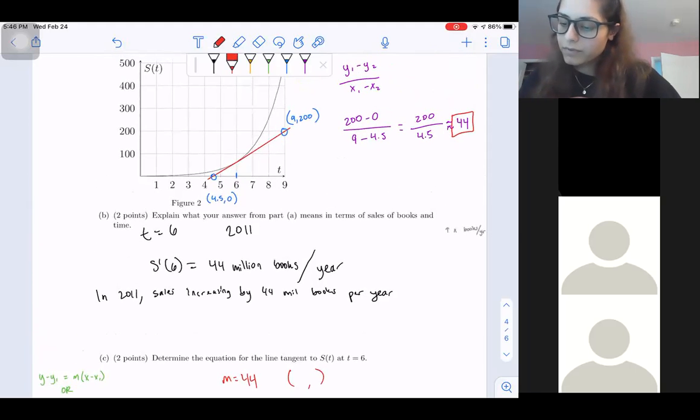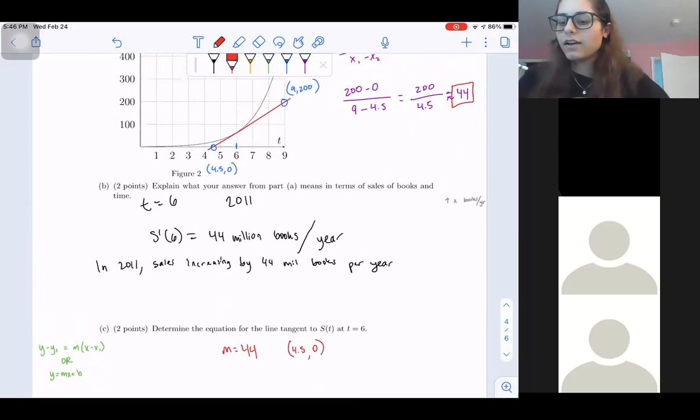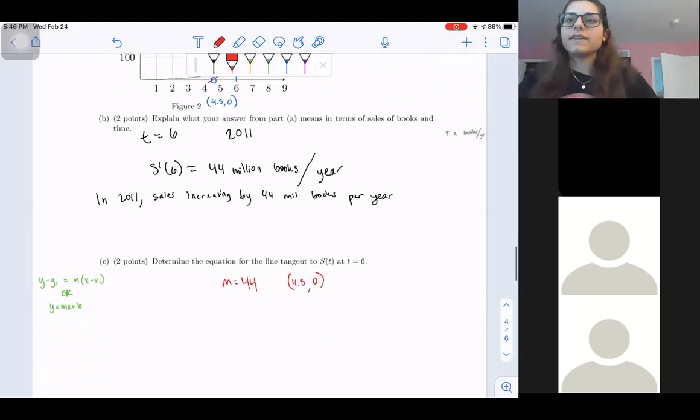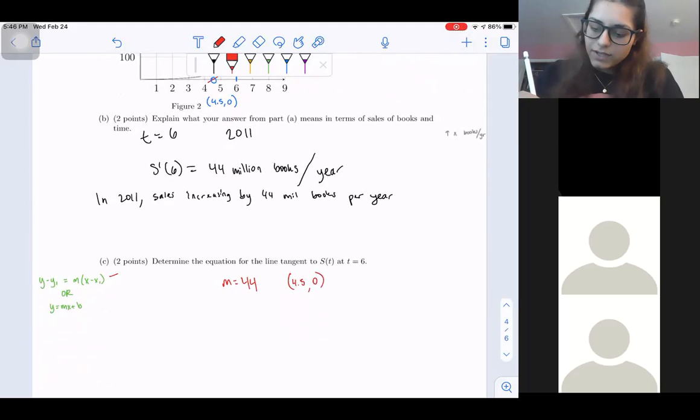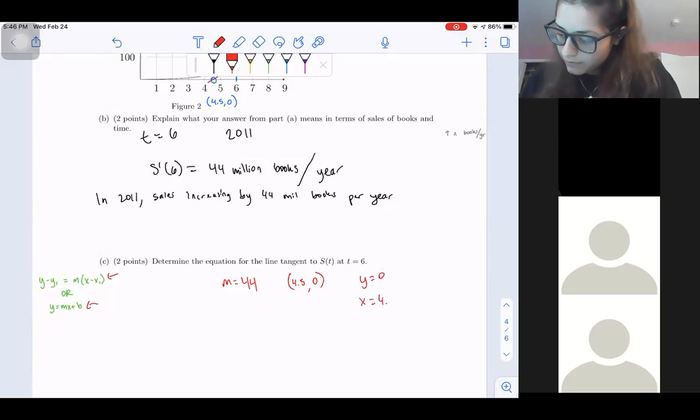So 4.5, 0 looks easy. You could also use 9, 100. You can use 6, maybe like 50 or 60. But yeah, I just chose an easy one. So we have our slope and we have a point. We're going to plug it into either of these equations, and we'll get the exact same thing. In this case, I will do y equals mx plus b, so we can switch it up a little. So I'll plug in the y as 0 and the x as 4.5.